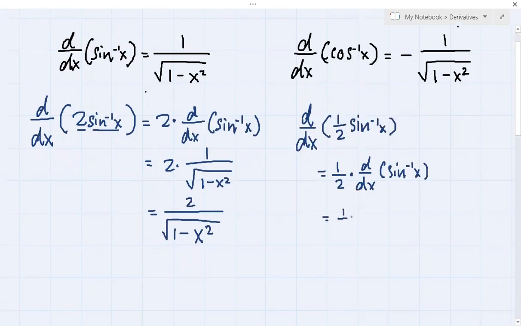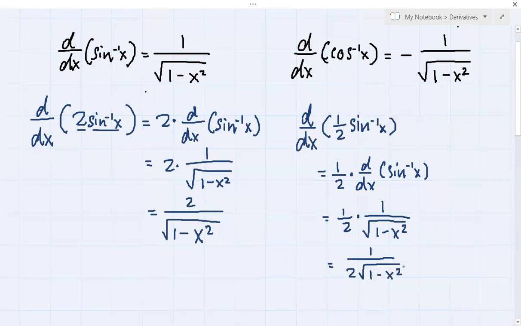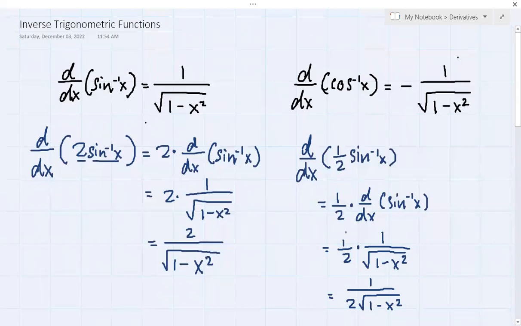So in here, we will have 1/2 times the derivative ng arc sine, which is 1 all over the square root of 1 minus x squared. So multiply them together, 1/2 times 1 all over the square root of 1 minus x squared. We will have 1 all over 2 times the square root of 1 minus x squared. Diba? So it's easy. Basta if you encounter this type of problem, you are asked to get the derivative of arc sine, automatic, ito yung magiging formula niya: 1 all over the square root of 1 minus x squared.